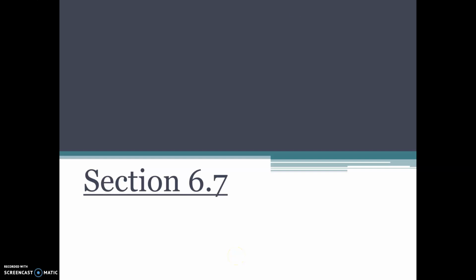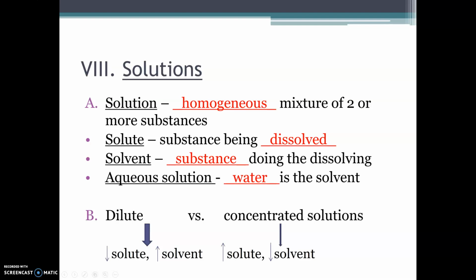Okay, section 6.7 is all about solutions, and this is the last section in your chapter. So a solution, as a reminder, is a homogeneous mixture of two or more substances, and that means that it's stable throughout. It should look the same. If it's some kind of food, it should taste the same. The texture should be the same. It should be thorough throughout.